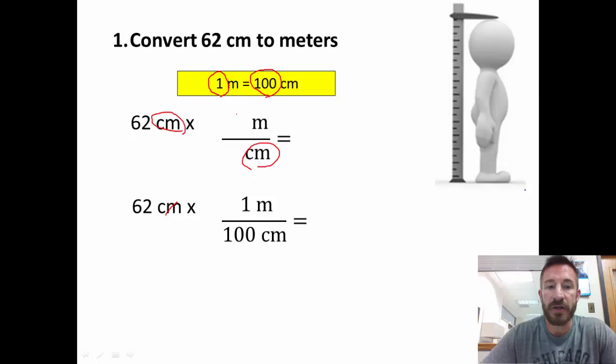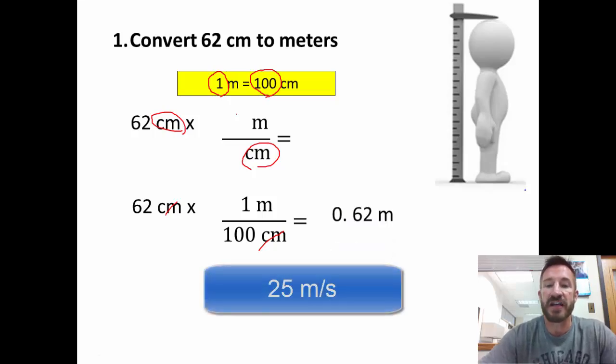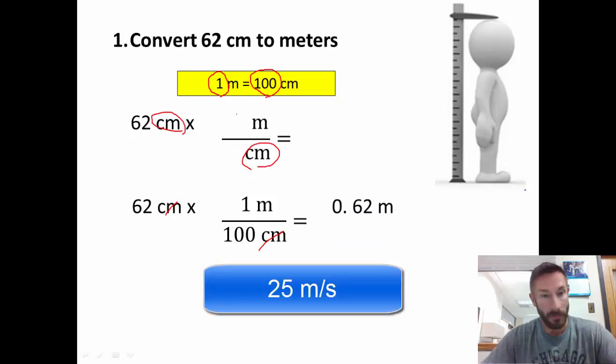Now when you do this, centimeters cancels out, and you end up with your answer in meters. So the way you do this is you say 62 divided by, anytime it's in the bottom, you divide by 100, gives you this answer of 0.62 meters. So first problem, let's do one more, or two more.